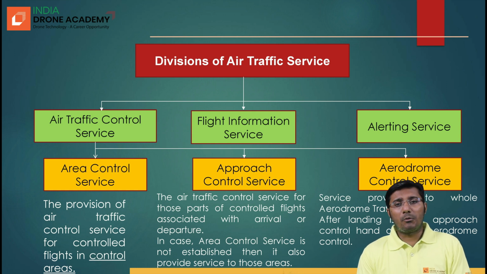So, we can understand approach control service this way: the provision of air traffic control service for those parts of controlled flights which are associated with arrival or departure. In case area control service is not established, then it is the approach control service that is responsible for providing service in those areas as well.